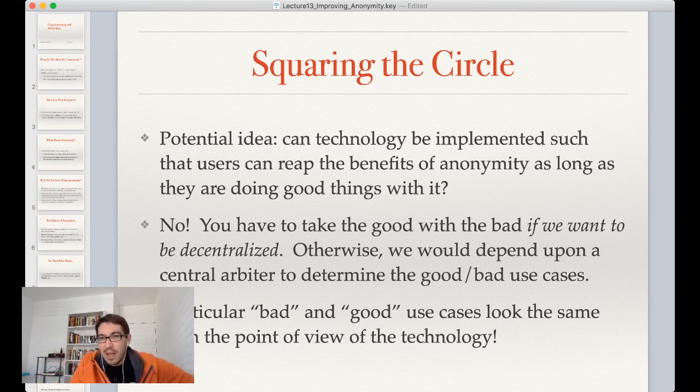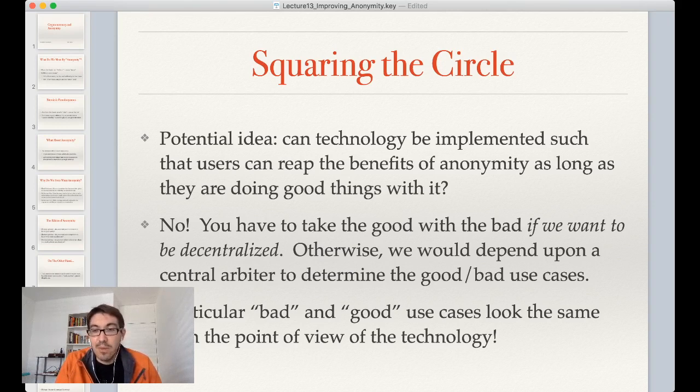So there has been an idea, and we've seen this in the United States quite often, about whether we can implement this technology so people can have the benefits of anonymity, but only as long as they're doing good things with it. So can we just have a key that the police have, and generally people have anonymity, but if you have this police key, then your encryption could be broken? It turns out that there's no real way to do this. Even if we want to be decentralized, we certainly can't have parties that a priori have more power in the system, such as in this case the police. We'd have some central arbiter to determine the good and bad use cases.